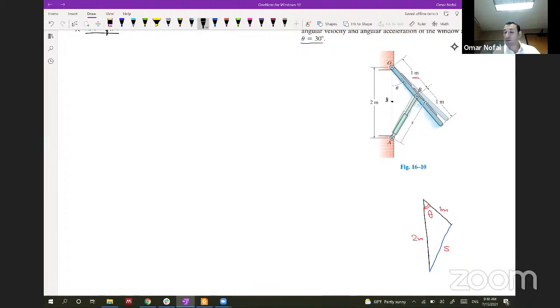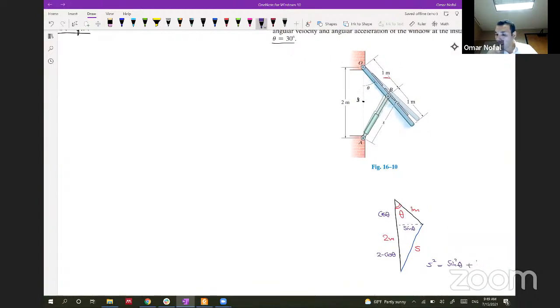For this relationship, you can do this using the Pythagorean theorem. So you could make a line like this, and this will be 1, so this will be 1 sine theta, and this will be 1 cosine theta, and the other part will be 2 minus cosine theta, and then you can have s squared equal to sine squared theta plus (2 minus cosine theta) squared. So this is one way to do it.